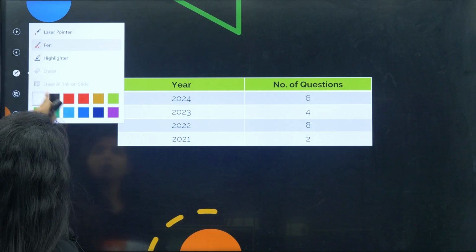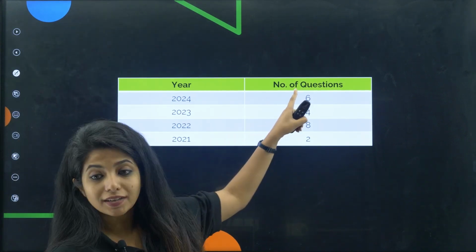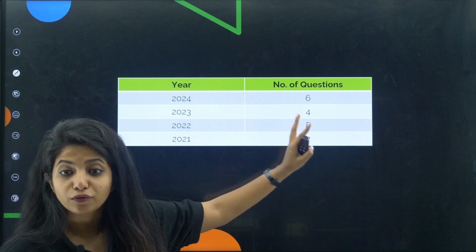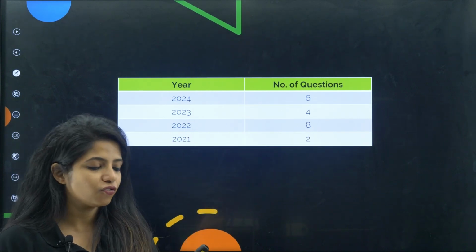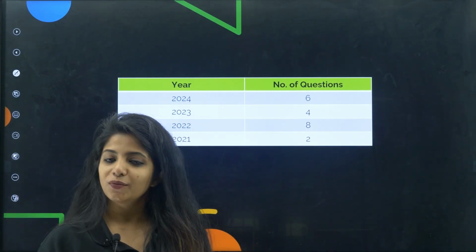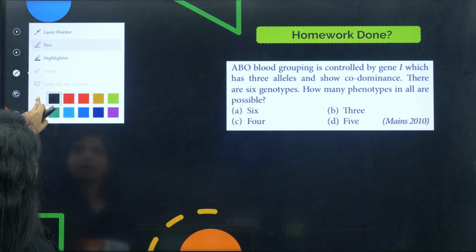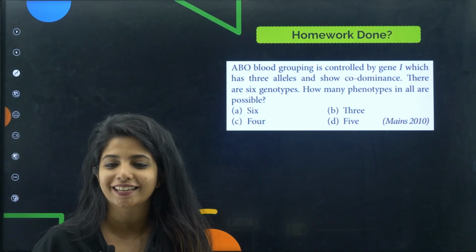Well, before getting into the homework, let's see how many questions were asked in the previous year. It was 6 questions, so 6 into 4, 24 marks in total. This is a very high weightage topic. We cannot miss this. Okay, now going ahead, this is the homework that I gave you, children. Let's see who all got it correct.